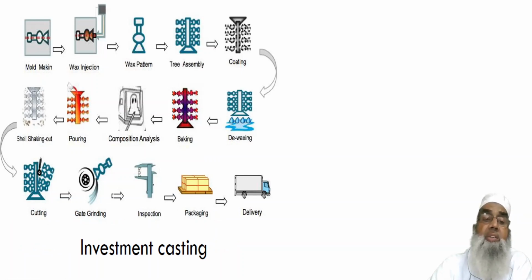Another technique is investment casting, in which we make a metallic mold and pour in wax, allow it to solidify, take it out, and then assemble the pieces. If they are small in size, they are assembled, and a tree of the small components is made, having a proper runner.